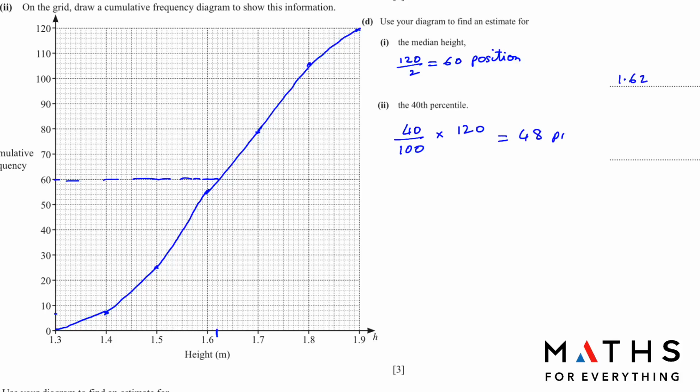Again, this is the cumulative frequency that we are talking about. So where is 48? It's here. Let's go down and check. The answer is 1.57. Again, if you get the answer between 1.57 to 1.58, that will be acceptable.